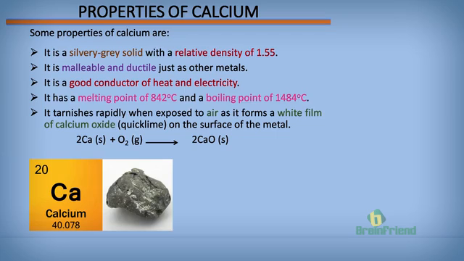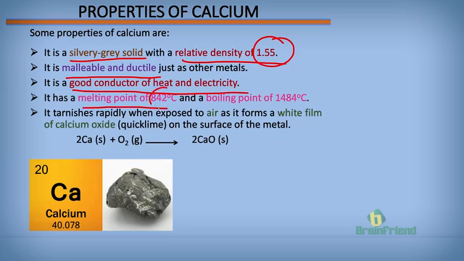So, calcium is a silvery gray solid, and it has a relative density of 1.55. It is malleable and ductile, just as you see in other elements. It's a good conductor of heat and electricity. It has a melting point of 842 degrees Celsius and a boiling point of 1,484 degrees Celsius.